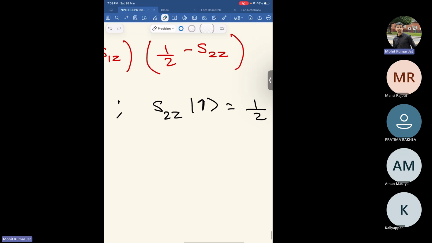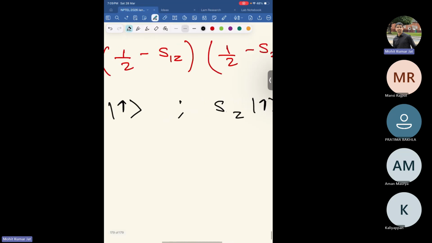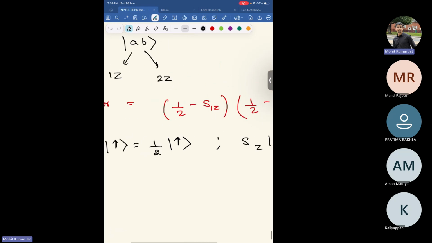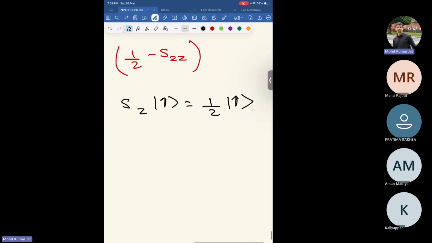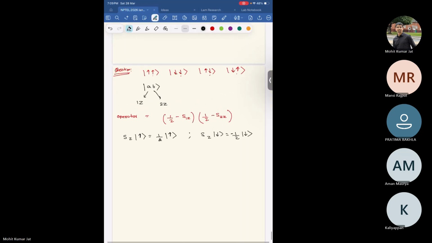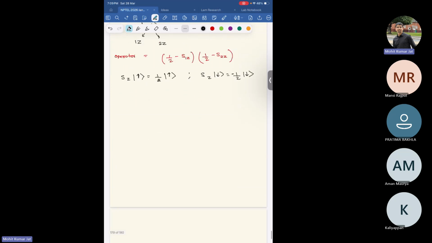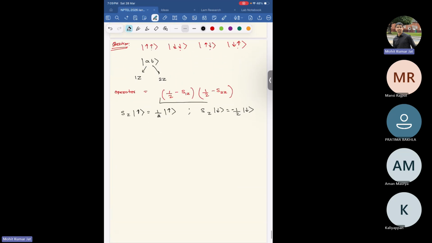Or let me better write, instead of 1 or 2, Sz operates on up spin, it gives plus half, and if Sz operates on down spin, it gives minus half. That's more clear. And we'll have to estimate the values if this operator operates on the above given four states.